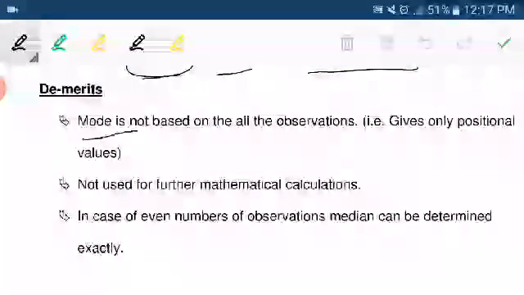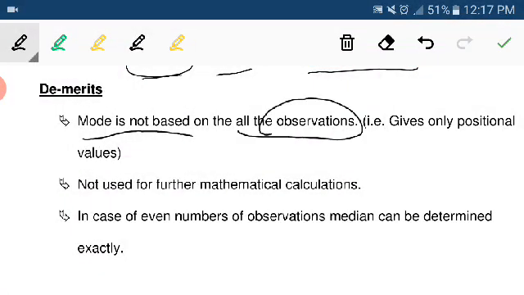Demerits. The median is not based on all the observations, gives only a positional value, and is not used for further mathematical calculation. In the case of an even number of observations, the median cannot be determined exactly.